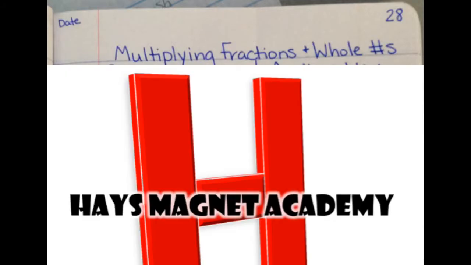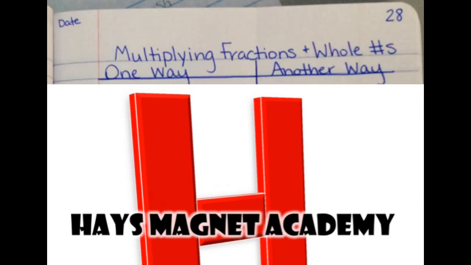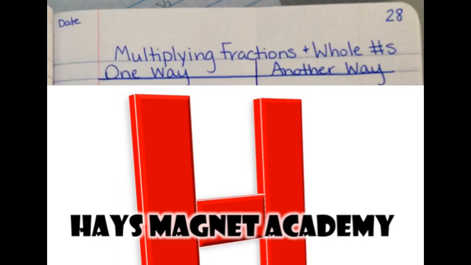All right, so turn to page 28 in your math notebook. Your title, Multiplying Fractions and Whole Numbers. Your date in the corner, today is 11/15. It's going to be 2-column notes. So take the right side of your paper and fold it over to the red line, and it'll give you the vertical dividing line that you need. We're going to talk about one way that you can multiply fractions and whole numbers, and then we're going to list the other way right over here.